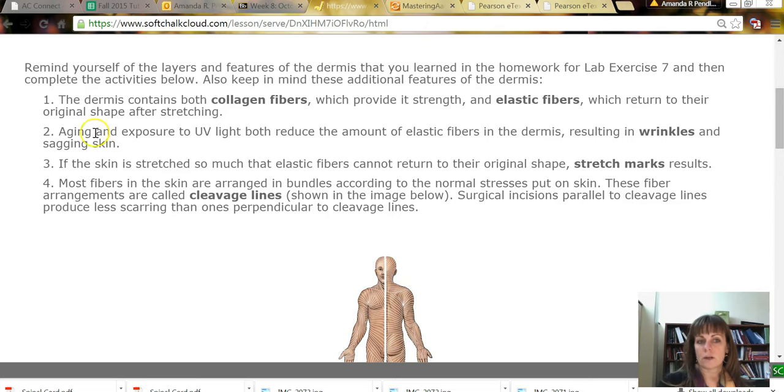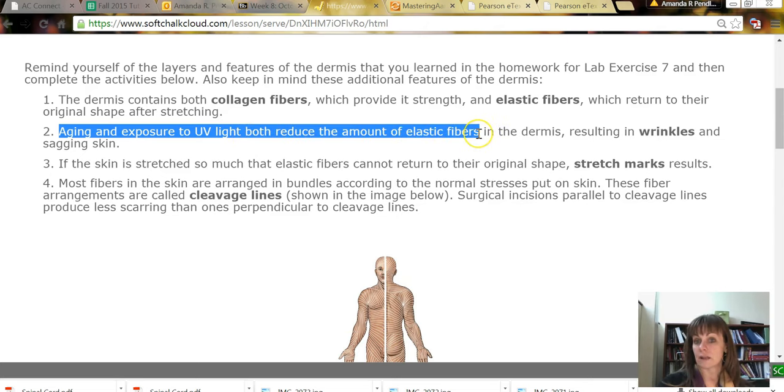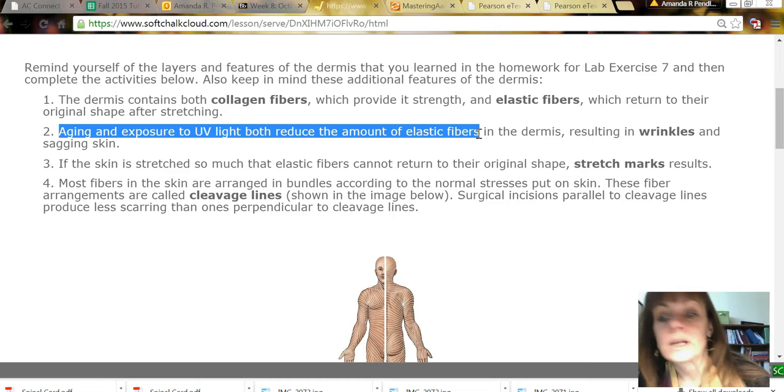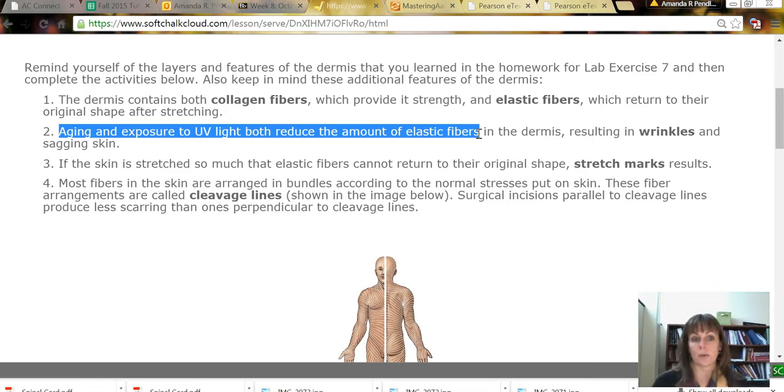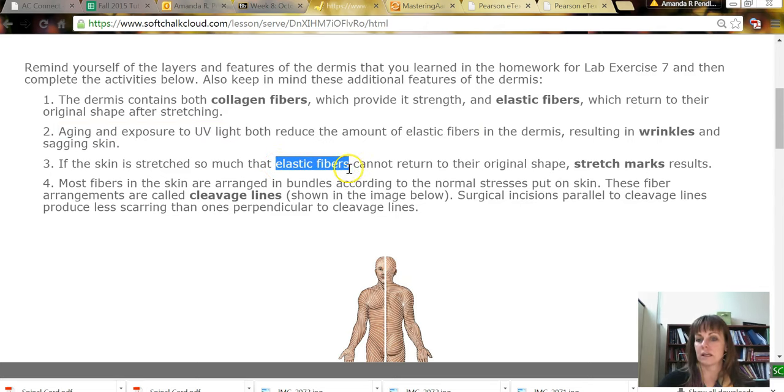A couple of things that I want to point out, again, aging and also exposure to UV light are going to reduce the amount of the elastic fibers in the dermis. This gives you wrinkles and sagging skin. And if you gain weight quickly, particularly women experience this often during pregnancy, the skin is stretched so fast that the elastic fibers, it's like a slinky. You stretch out so fast and so hard that they can't return back to their original shape. And so that's what gives you the stretch marks on your skin.